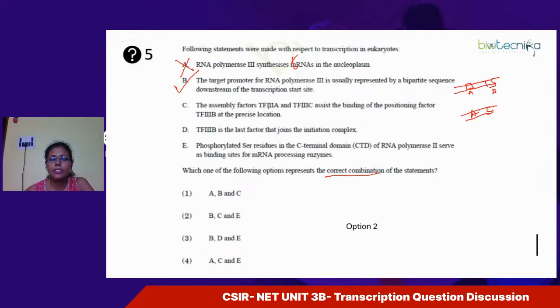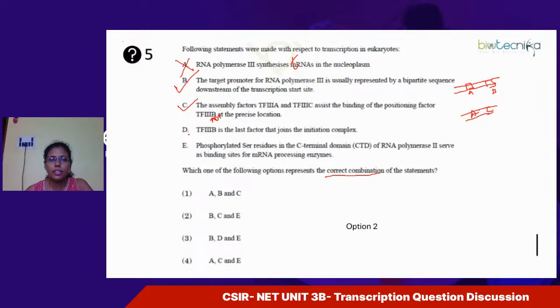The assembly factors, transcription factor 3A and 3C, assist the binding of the positioning factor TF3B at the precise location. No, this is not right. Sorry, this is right. Okay, TF3B is having the TBP. So with this, the polymerase comes and binds, but before that, you have to place the TF3B at the correct site, and that is assisted by your TF3A and TF3C.